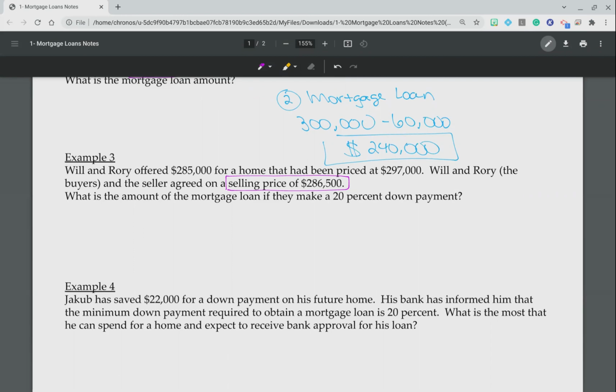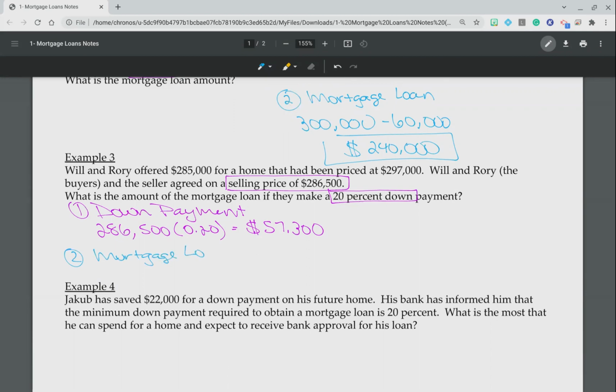It asks, what is the amount of the mortgage loan if they make a 20% down payment? Again, first I have to find my down payment. I take my $286,500 and multiply it by 20%, and I find that my down payment was $57,300. Now I have to find the amount of my mortgage loan. Just like my formula said, I take my selling price and subtract the 20% that I paid in my down payment. So I am getting a mortgage loan for $229,200.